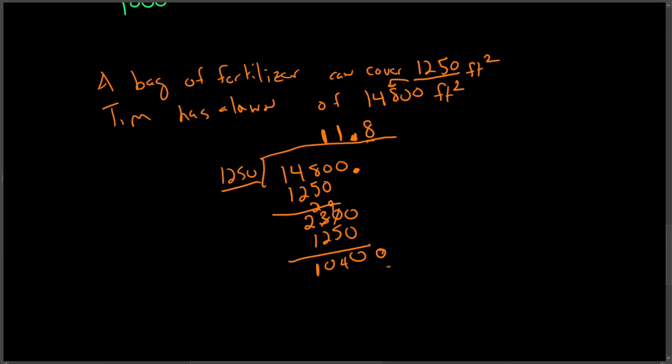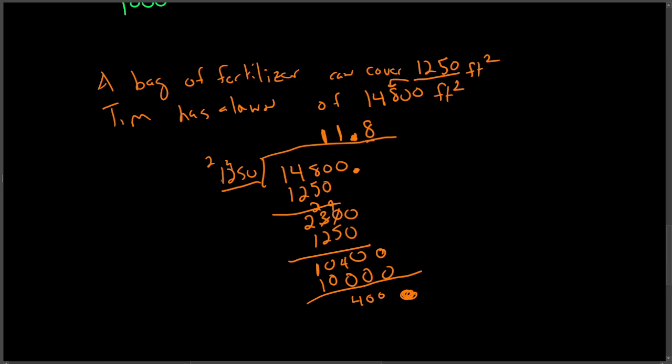8 times 0 is 0. 8 times 5 is 40. Carry my 4. 8 times 2 is 16. Plus the 4, so that's 20. Carry my 2. 8 times 1, that gives me 10. So now I want to bring down 400. I'm going to bring down another 0.